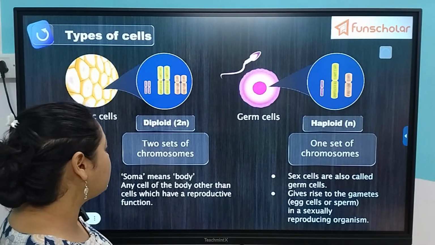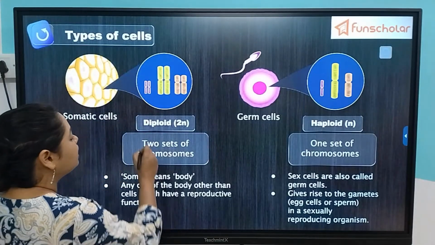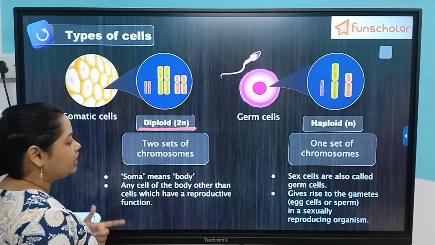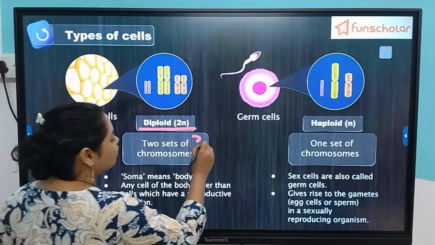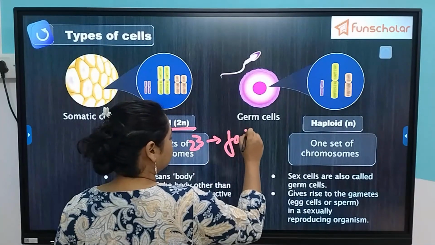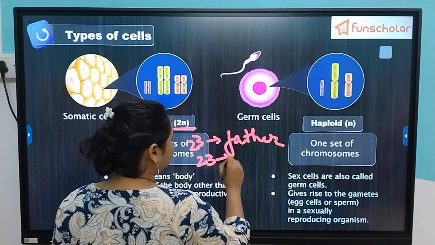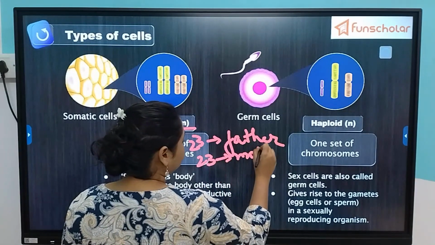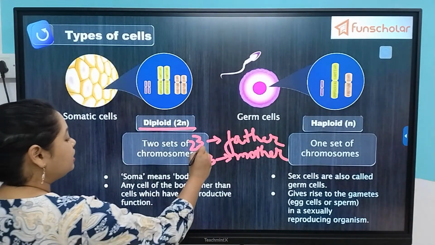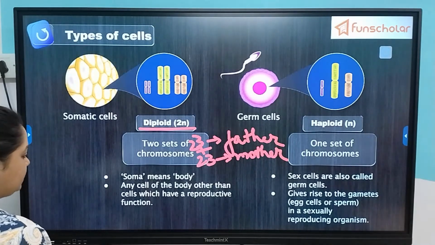Now when a cell contains all 46 chromosomes, that is known as the diploid stage of the cell. That means we have inherited 23 chromosomes from the father and 23 chromosomes from the mother during the process of fertilization. So when they combine in the zygote, they form the 46, that is the diploid state, right?